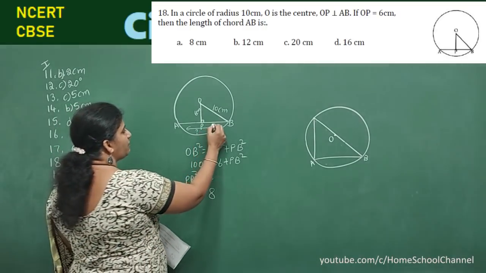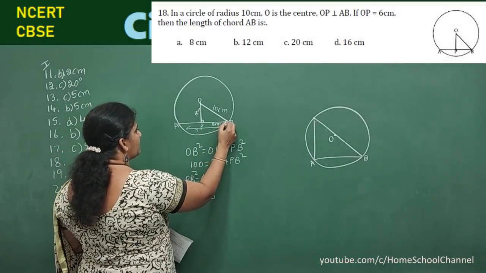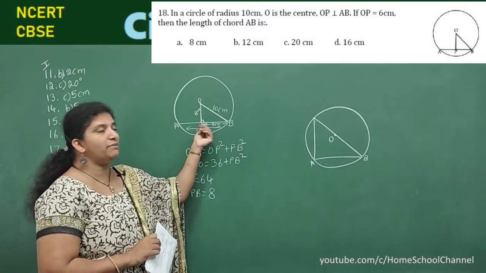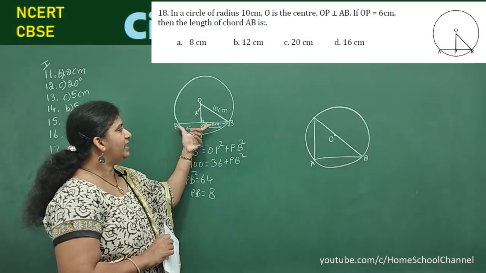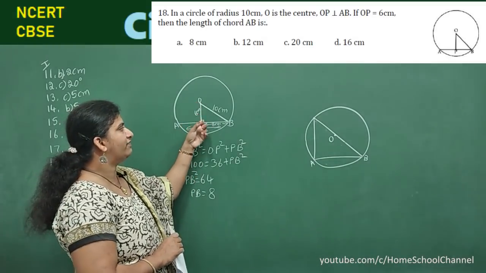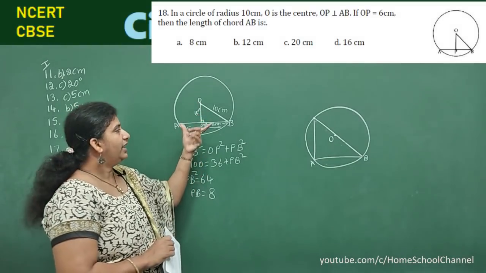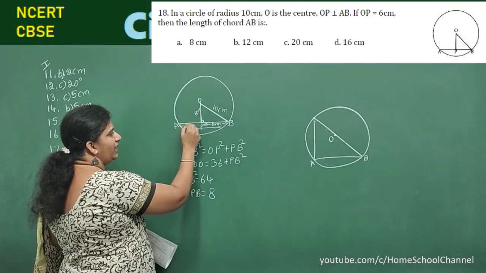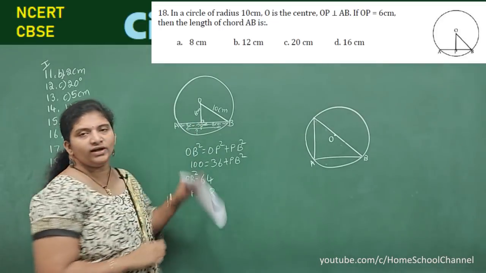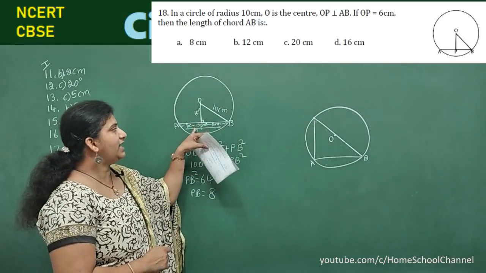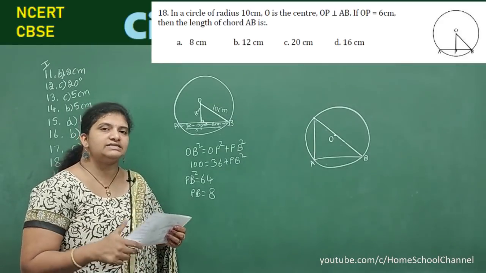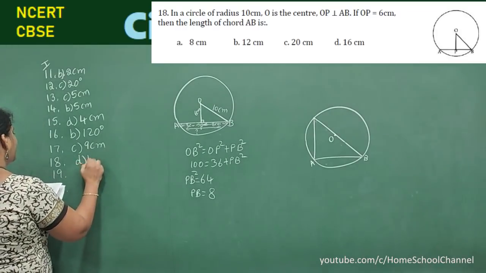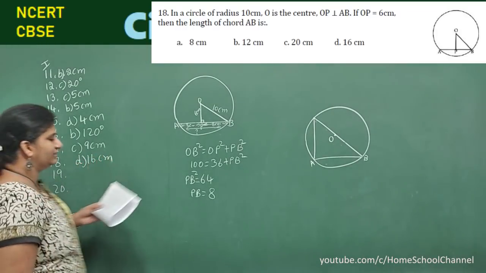Right? What is PB? Did they ask us the PB length? No. Chord length. OP is perpendicular to chord AB. From the center, if we draw a perpendicular to the chord, it divides it equally. If this is 8, this will be 8. Therefore, what is the length of AB? 8 plus 8, it will be 16 centimeters. Check for the option. Option D, 16 centimeters.